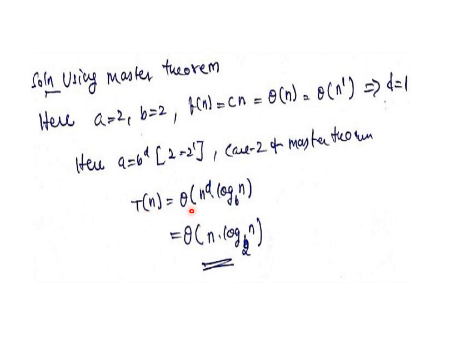That is what the second case of the master theorem says. T of n equals big theta of n to the power d into log n base b. No, log n base 2. So d is 1, so n to the power 1 into log n base 2. We have the same answer in the substitution method, and the master theorem also gives the same answer. So we have derived the solution for the given problem.